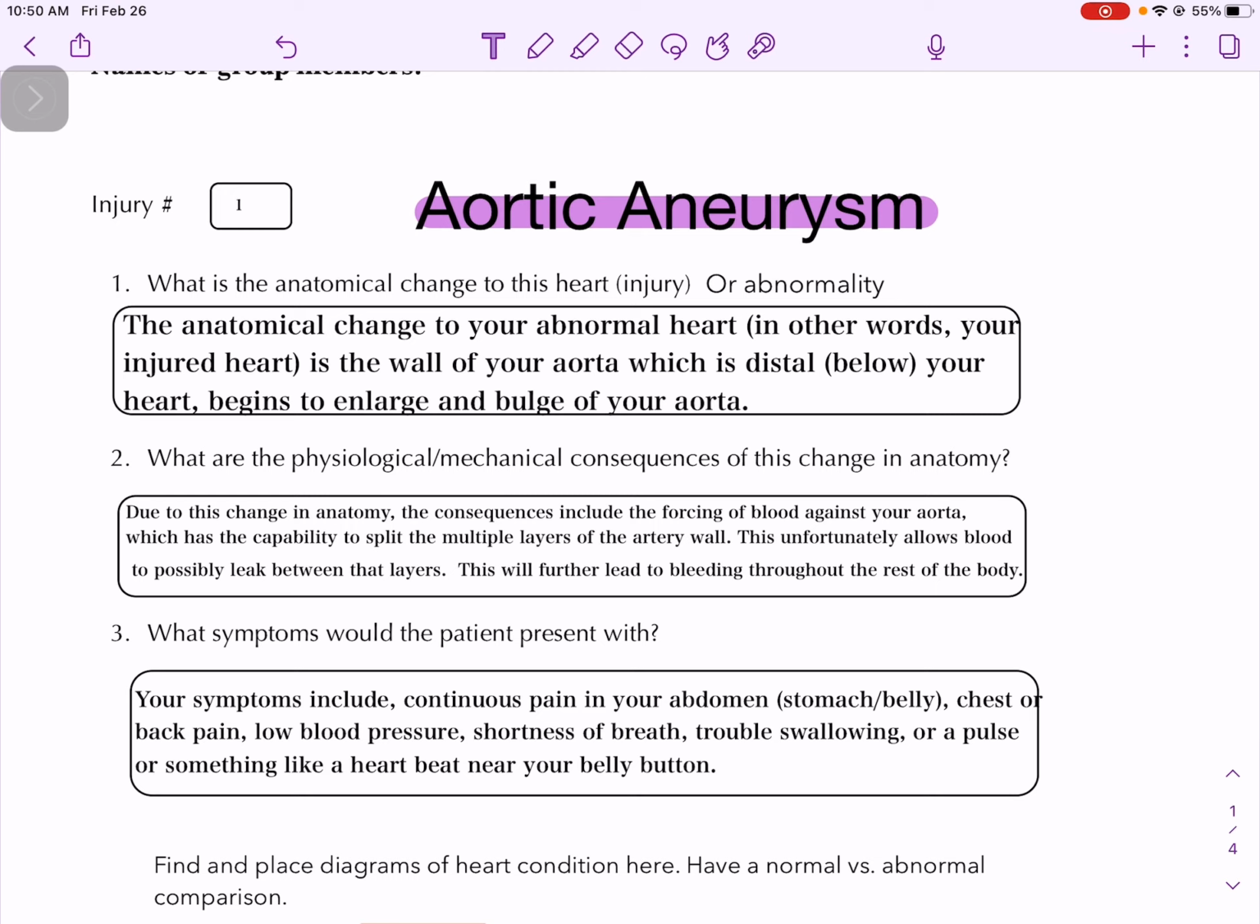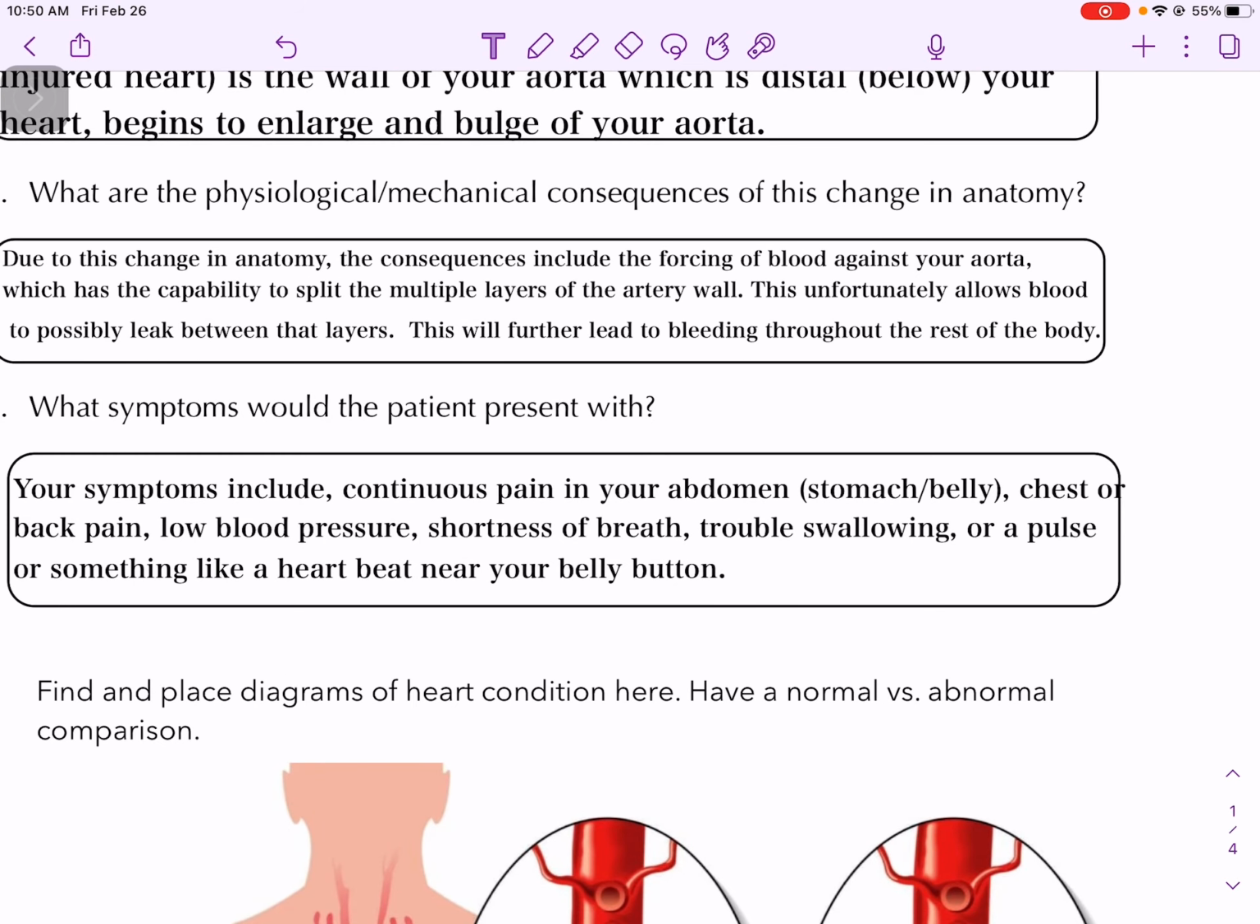Now, your symptoms. You have the very basic and common symptoms of an aortic aneurysm. This includes continuous pain in your abdomen, meaning your stomach and belly, chest and back pain, low blood pressure, shortness of breath, trouble swallowing, or a pulse or something that feels like a heartbeat right by your belly button.